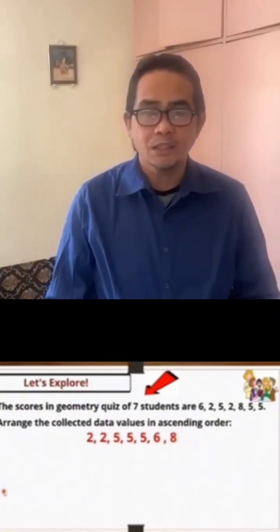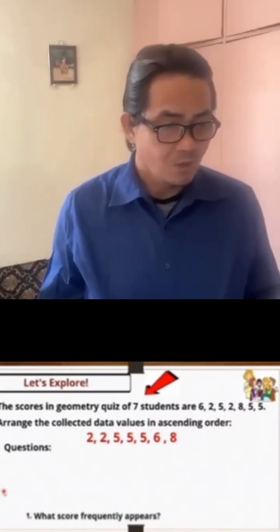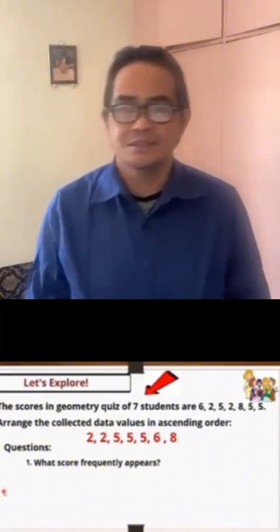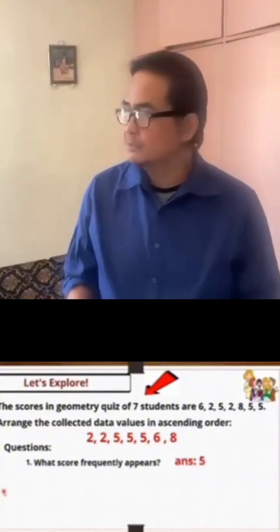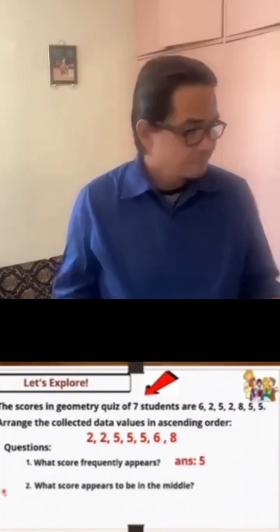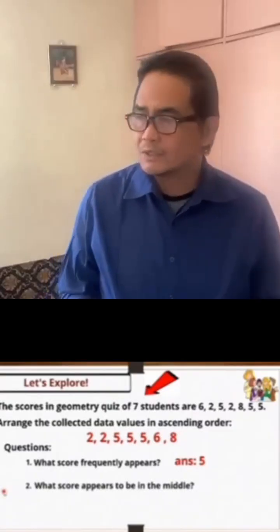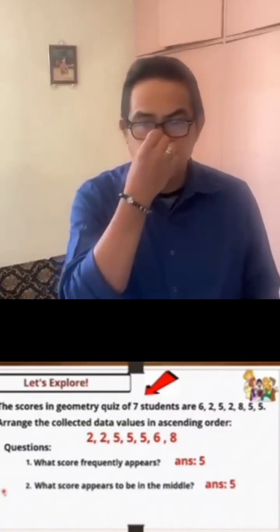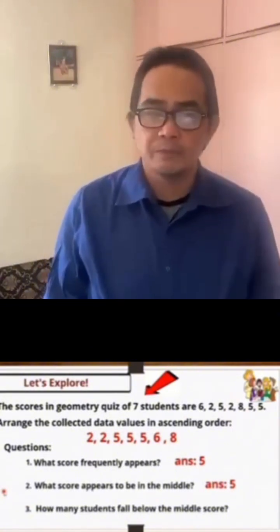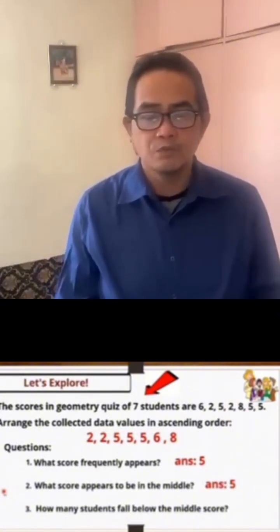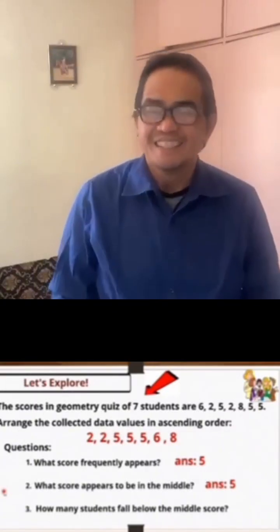Question number 1. What score frequently appears in the data? Yeah, that is correct. That is 5. Question number 2, what score appears to be in the middle? Anybody else? Yeah, that is correct. That is 5. With that question, we are going to determine also how many students fall below the middle score. Since the middle score is 5, how many scores are below 5? Yeah, that's correct.